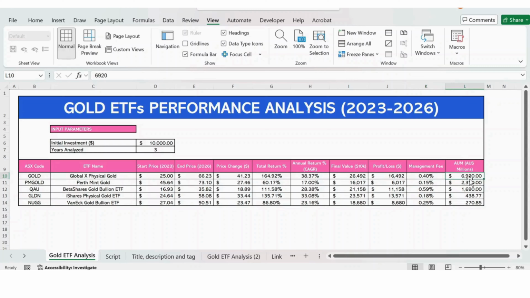Column L, AUM, Assets Under Management. How much money is in each ETF? Larger funds usually mean better liquidity. Now, let's see the true cost of fees.